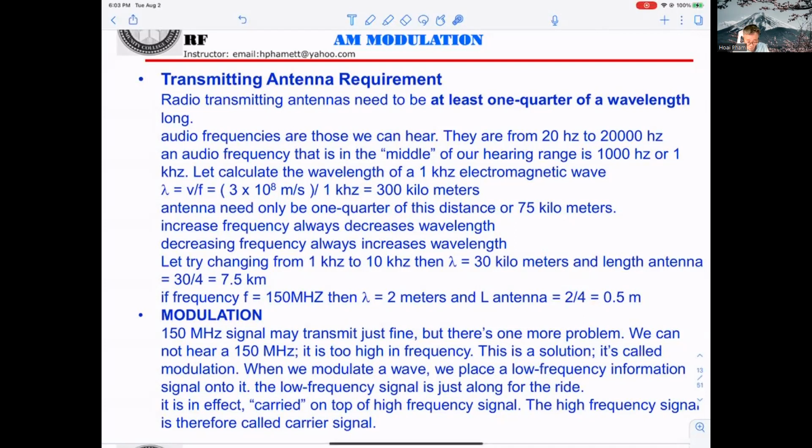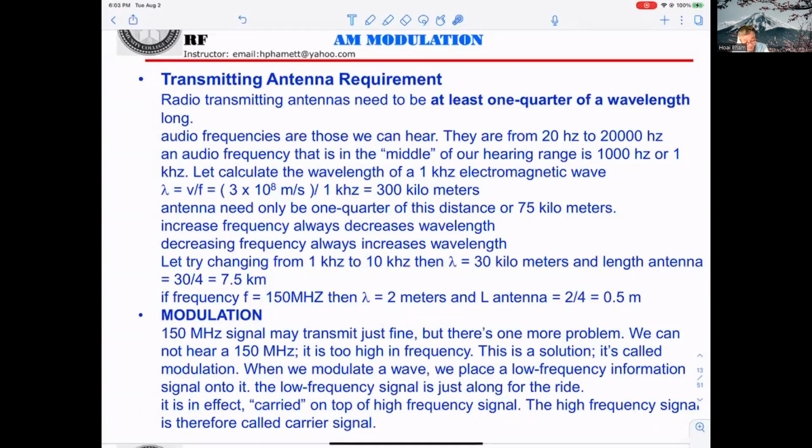It is called modulation. When we modulate a wave, we place a low frequency information signal onto it. The low frequency signal is just along for the ride. It is in effect carried on top of the high frequency signal. The high frequency signal is therefore what we call a carrier.